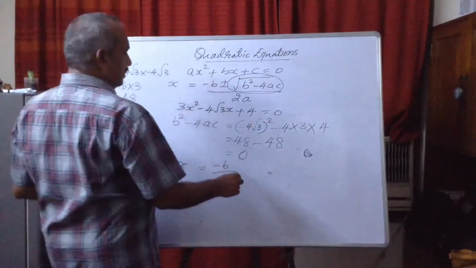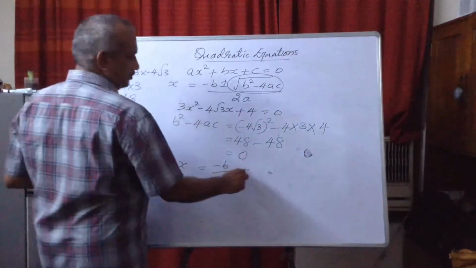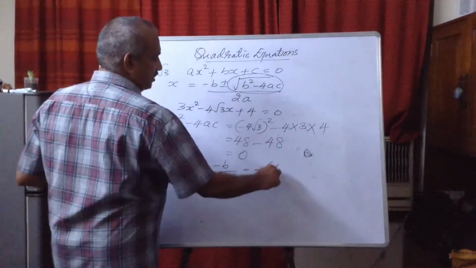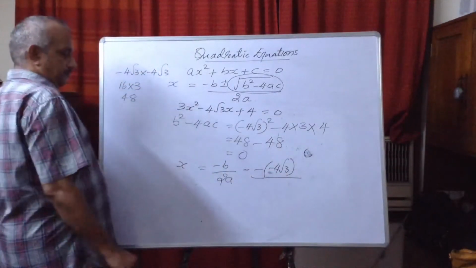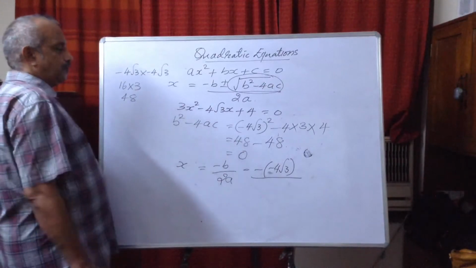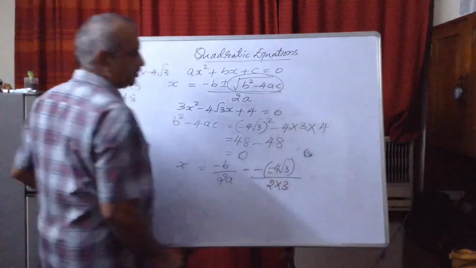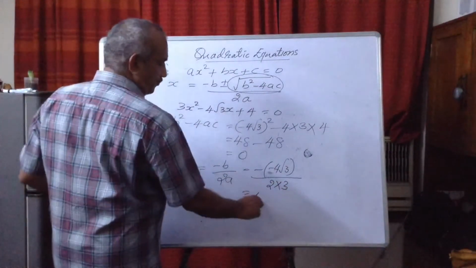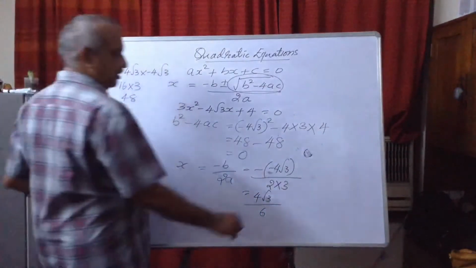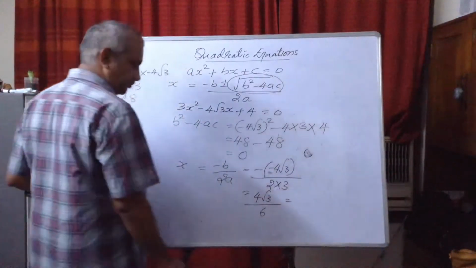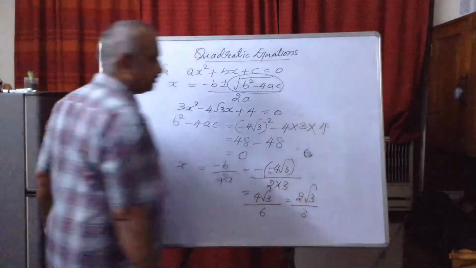Now what is minus b? b itself is minus 4 root 3. So minus 4 root 3 upon, minus b upon 2a, 2 into 3. This is the answer. Or this can be 4 root 3 upon 6, or we can write 2 root 3 upon 3 also.